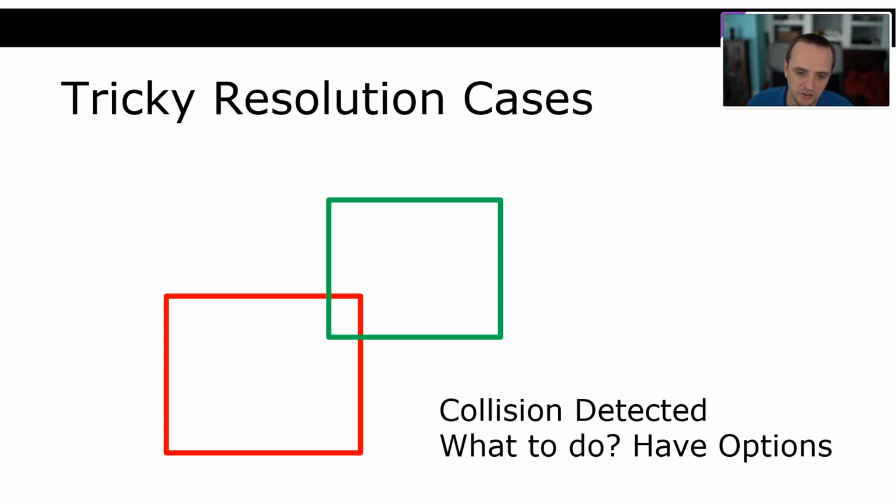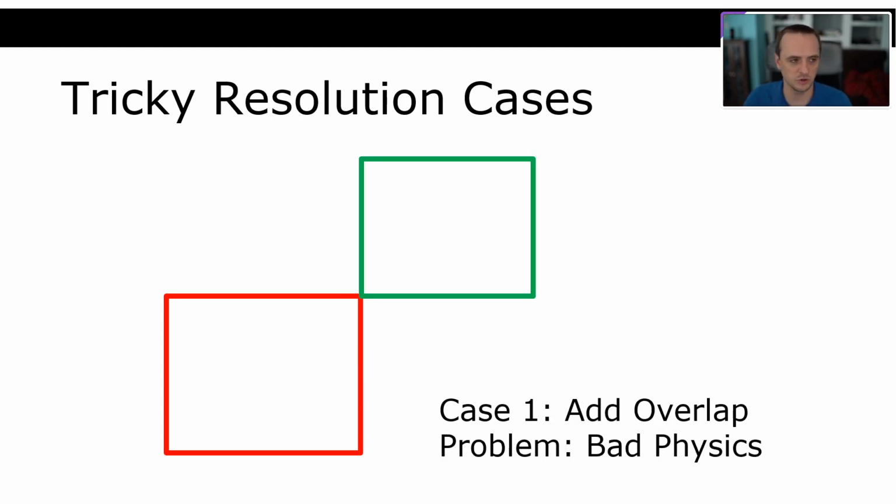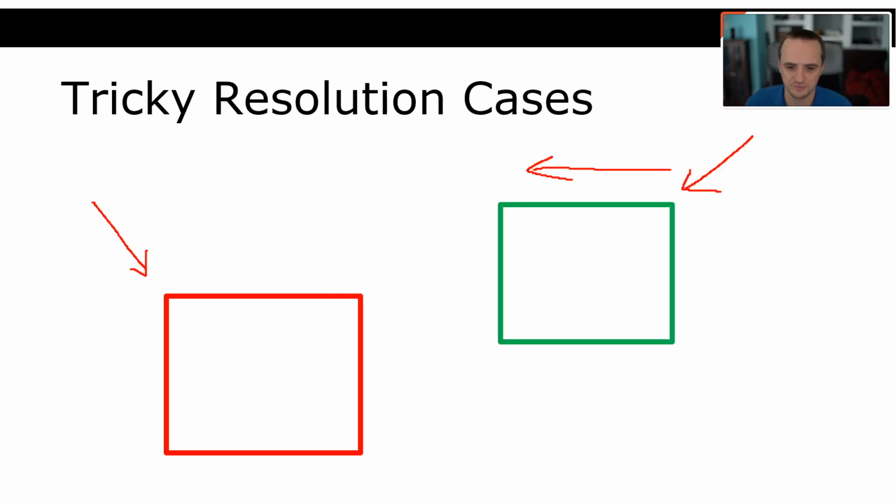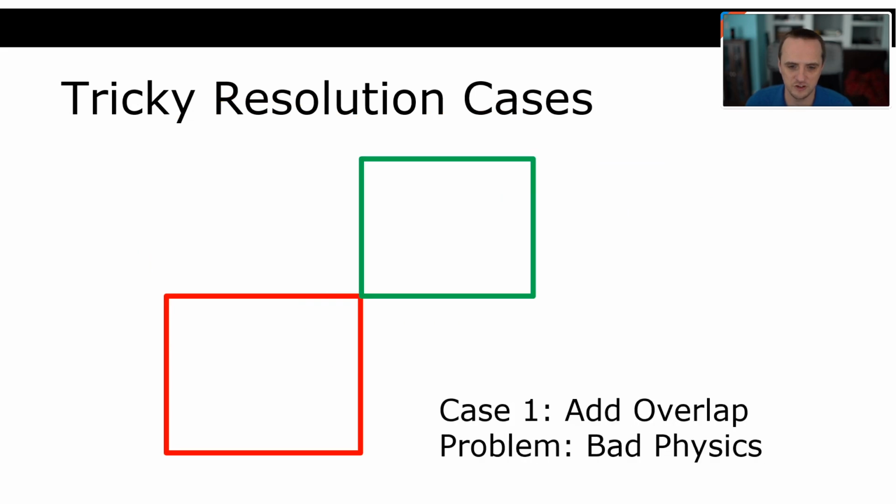So let's see, what did we do last time? Well, we had an X overlap, so we pushed it back out to the right by that X overlap. But now we have a Y overlap as well. So let's just say we do what we did last time and just add the overlap. But that's kind of bad physics, right? If we look at what happens here, then it goes left, left, left, and then it jumps right up here. And that's maybe not what we want in the game.